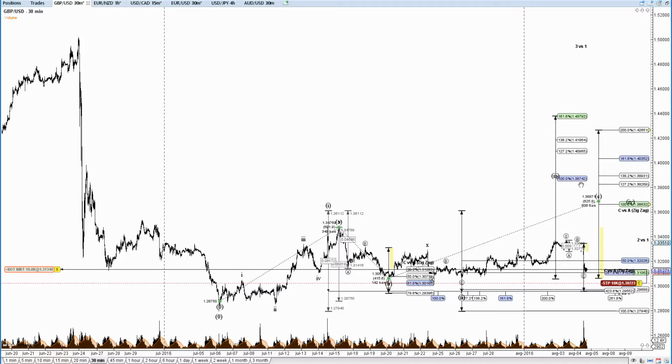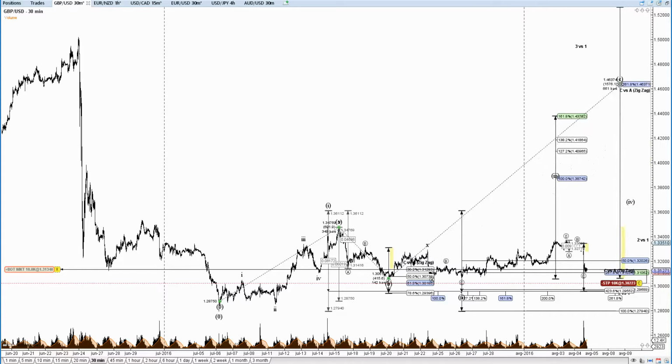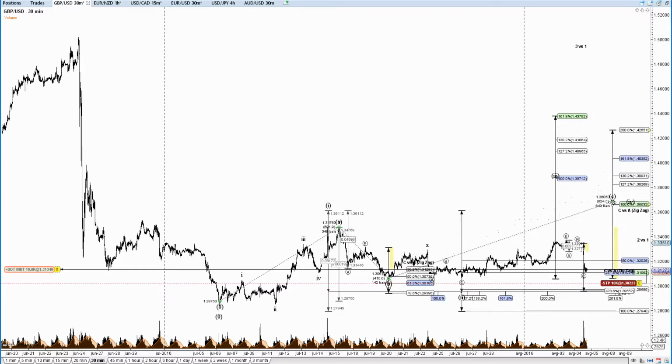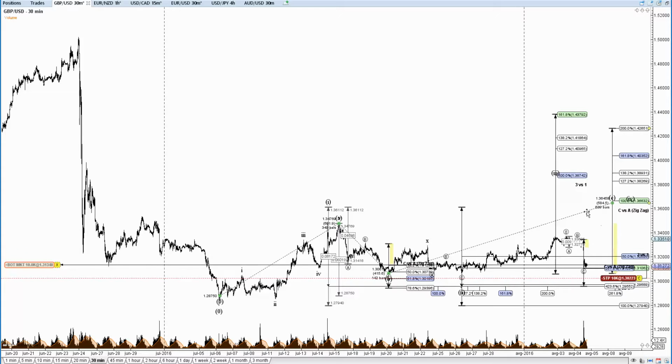Then we got, if this goes above this 100%, there is a 161.8. So C can be also at this point here. C can be also 261.8, but this is something, minimum 100%, which I expect if this is a corrective phase. But we will see again, watching the wave structure in the future and see what's going on.